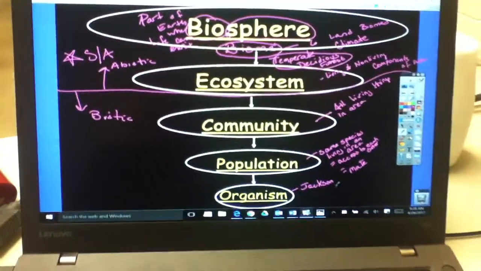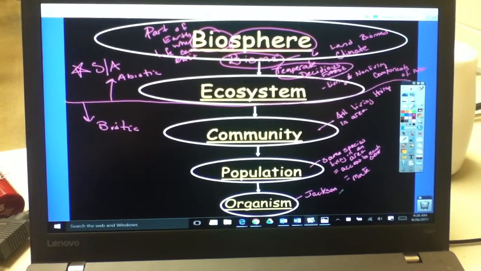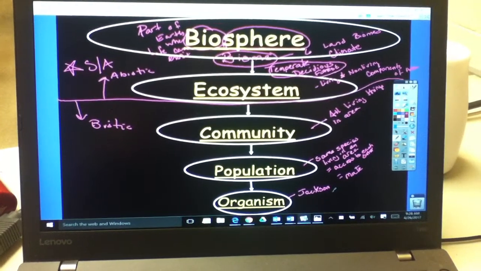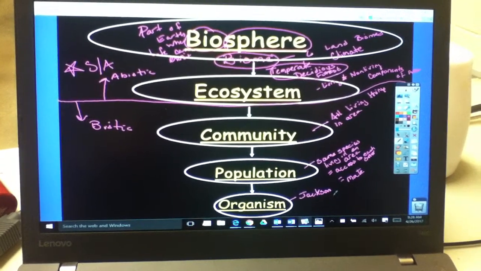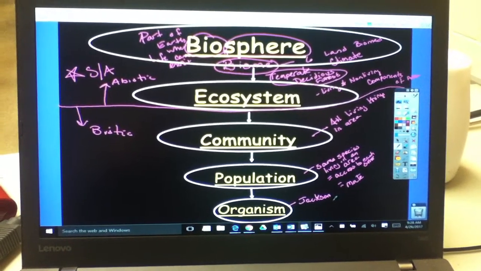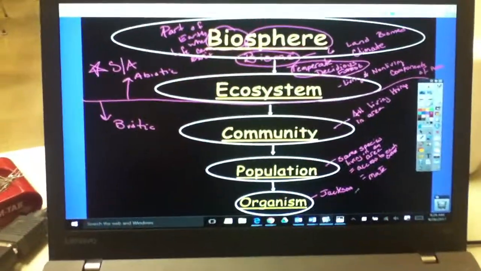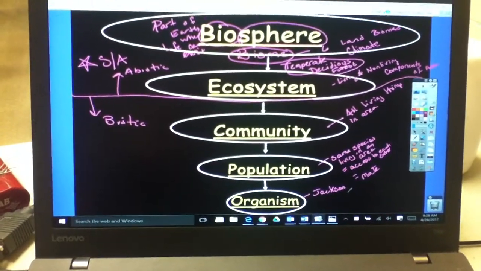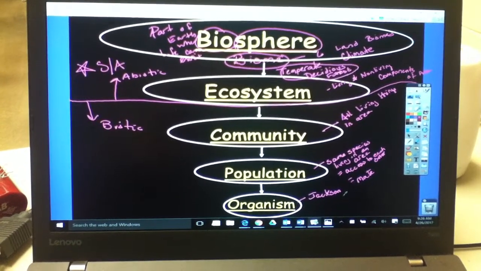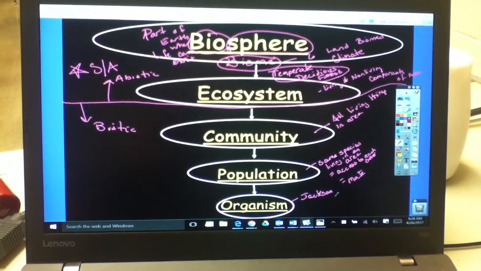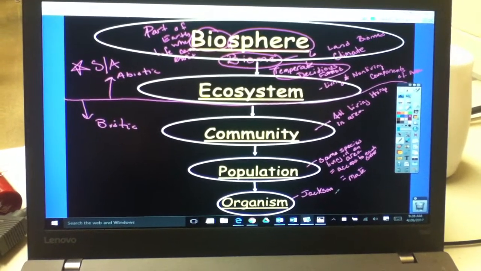So looking over at slide number 5 of the Basic Ecology PowerPoint, you're going to have to bear with my chicken scratch, but the levels of organization are organism, population, community, ecosystem, don't forget biome, and then biosphere. Community, population, and organism are all living things, biotic things. Ecosystem, biome, and biosphere include biotic and abiotic factors.